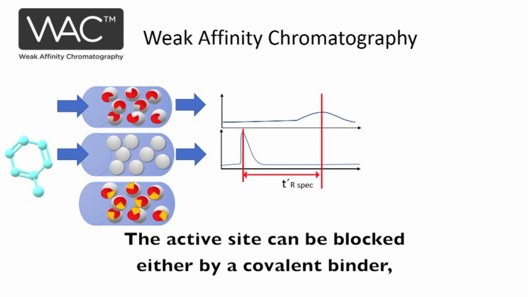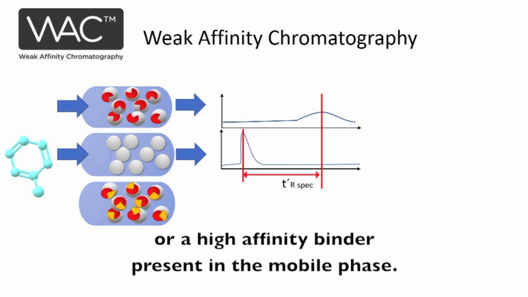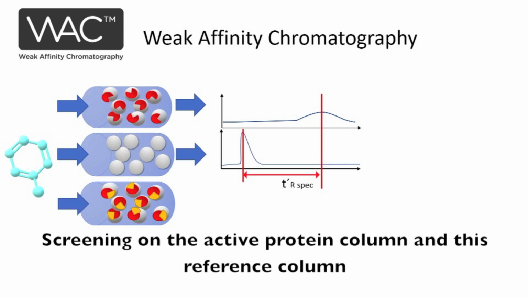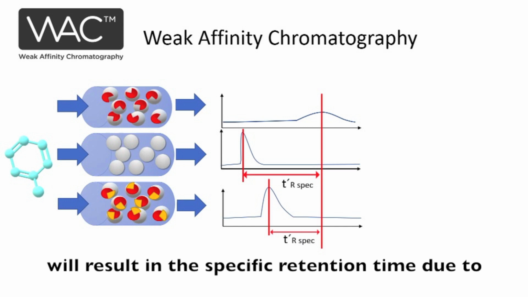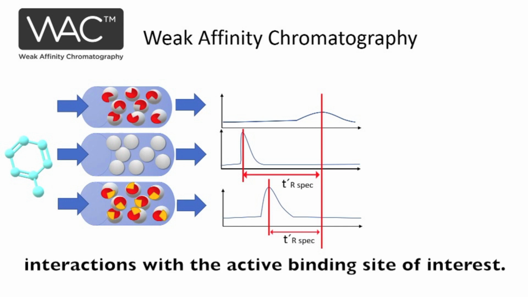The active site can be blocked either by a covalent binder or a high affinity binder present in the mobile phase. Screening on the active protein column and this reference column will result in the specific retention time due to interactions with the active binding site of interest.